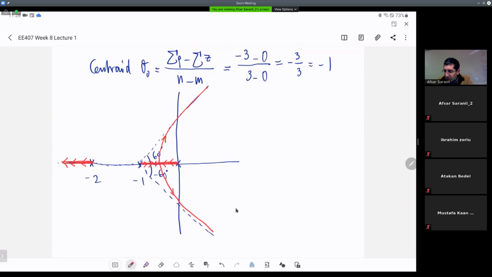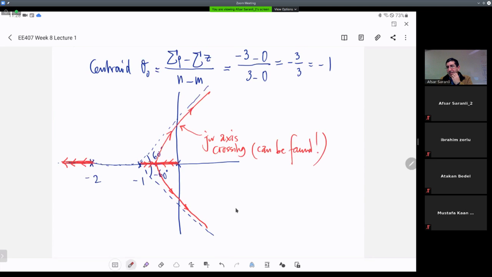Okay, let me actually correctly sketch this, because the j omega crossing most likely will not be equal to where the asymptote intersects the j omega axis. Okay, so j omega axis crossing, and although I will not find it, it can be found if you remember. Okay, also there will be a breakaway point also can be found, which I will not do here.